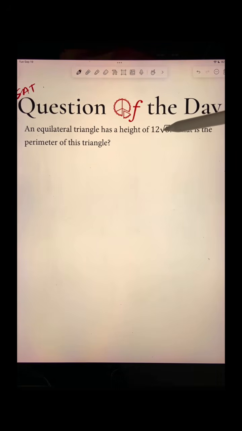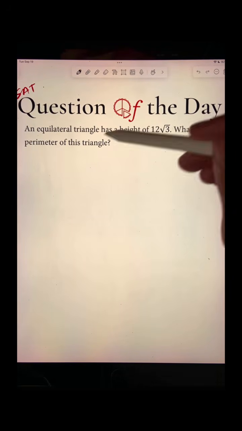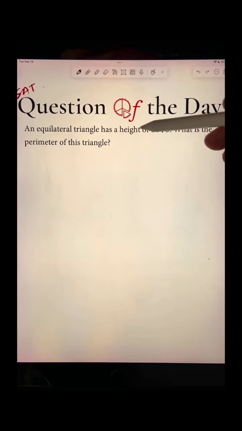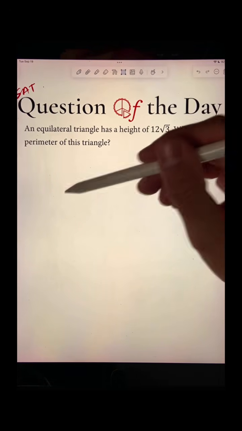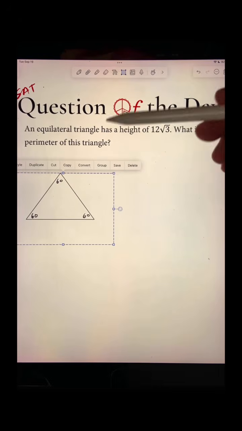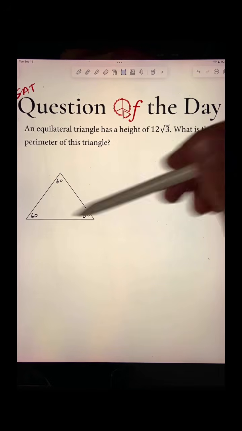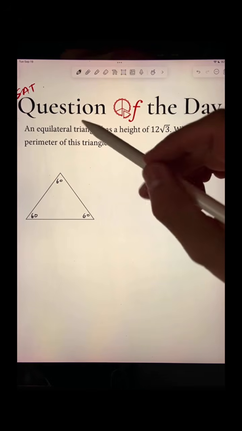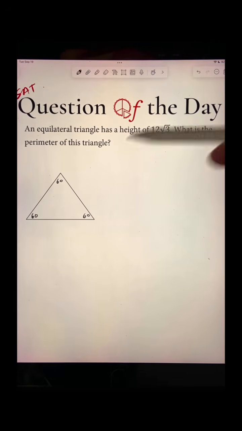Whenever you see radical 3, it is very likely that you're dealing with a 30, 60, 90 triangle, especially when it's a radical 3 with a triangle, right? Now, from there, it says equilateral, so we're going to draw that out. And remember that an equilateral has all sides being the same and all angles being 60 degrees. Now, how does an equilateral relate to a radical 3 or a 30, 60, 90 triangle?